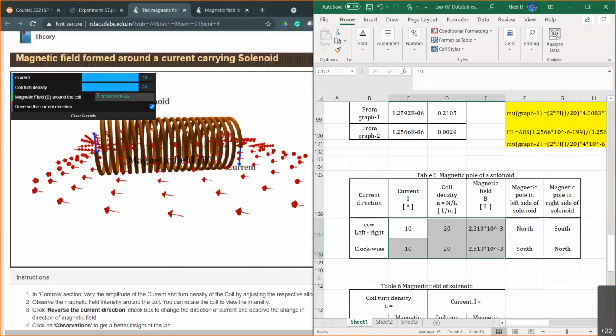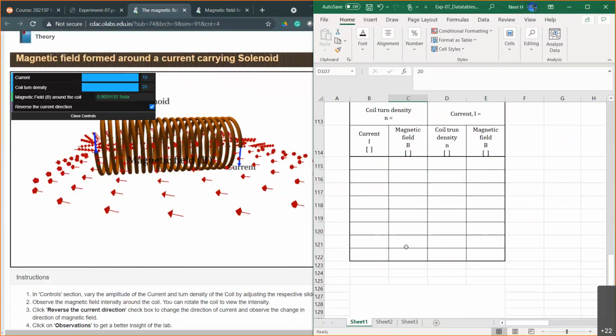On your left-hand side corner, you have the current, 10 amps. You have the coil density or the number density, which is about 20 per unit length, and the magnetic field value, okay, 0.025 in the green, Tesla. So that's what we actually type here. Okay, I will add one decimal place purposely, otherwise it looks like very inaccurate numbers. So let's continue into table 6. Okay. Any question?